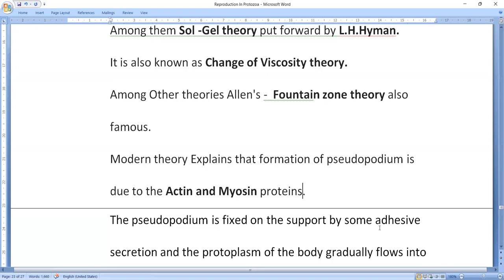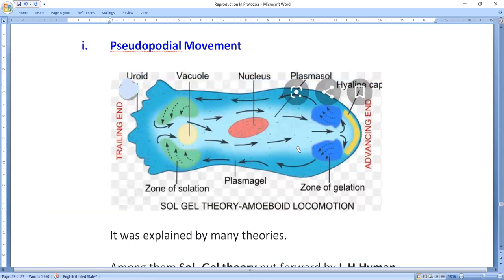Here is L. H. Hyman's sol-gel theory. This is the anterior or advancing end, meaning the animal is moving forward, and this folded area is the posterior or trailing end, called the uroid. The anterior-most region of the amoeba, in which pseudopodial movement is very prominent, contains a thick layer of cytoplasm called the hyaline cap.